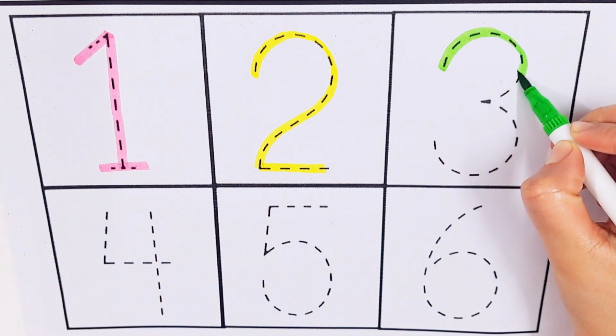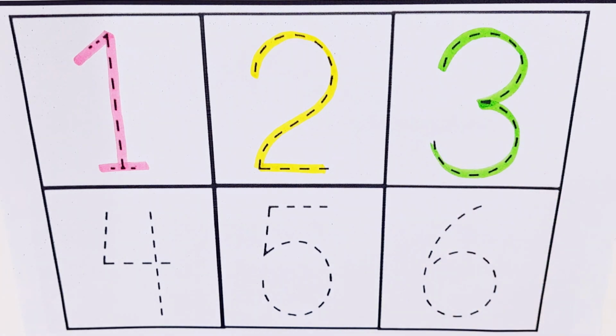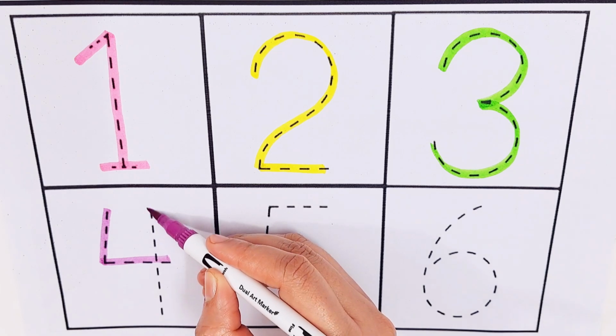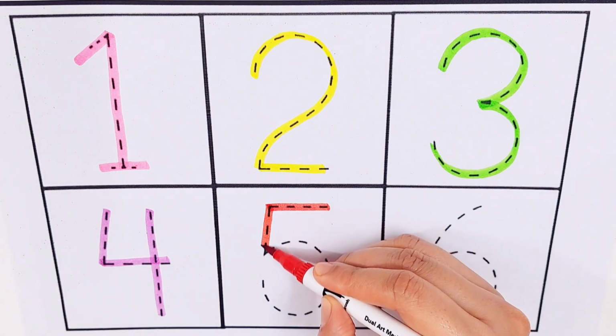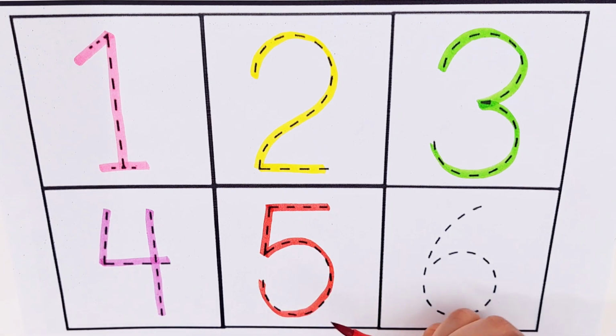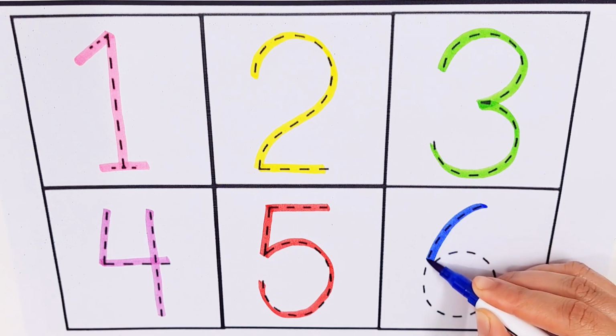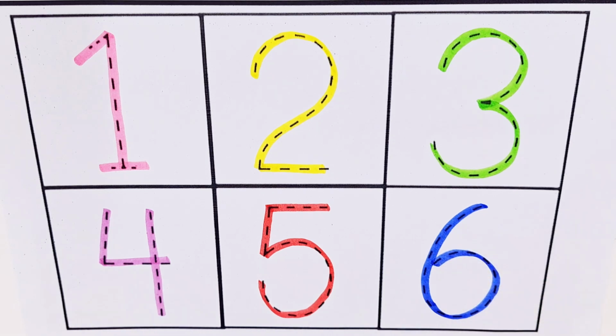3. T-H-R-E-E. 3. 4. F-O-U-R. 5. F-I-V-E. 5. 6. S-I-X. 6. Number 1, number 2, number 3, number 4, number 5, number 6.